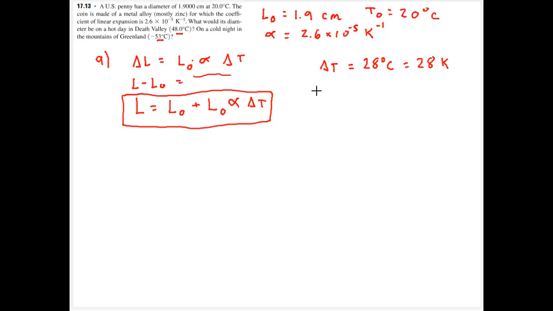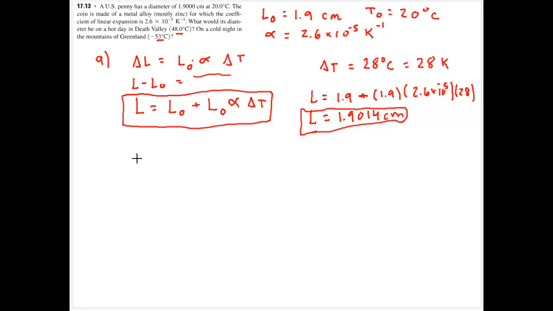And so I say for Death Valley, my length is going to be equal to my initial length, 1.9 centimeters. Just going to leave it in centimeters for this one, so my answer will come out in centimeters. My coefficient of linear expansion is going to be 2.6 times 10 to the negative fifth per Kelvin. And my change in temperature is going to be 28 Kelvin. The Kelvin and inverse Kelvin will cancel each other out. And as I would expect, my diameter goes up, to 1.9014 centimeters. So that's the diameter of my penny in Death Valley.